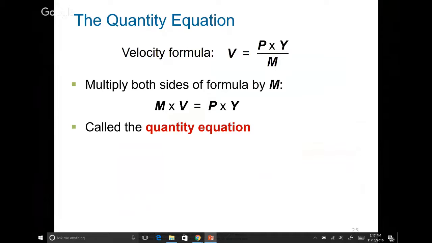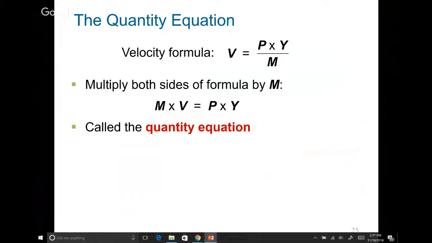So the quantity equation just shows you that for a given year, how much total money you have equals how much total income you have, which equals how much total production you have. That's the quantity equation. Okay. And also from this quantity equation, we can take a step further.